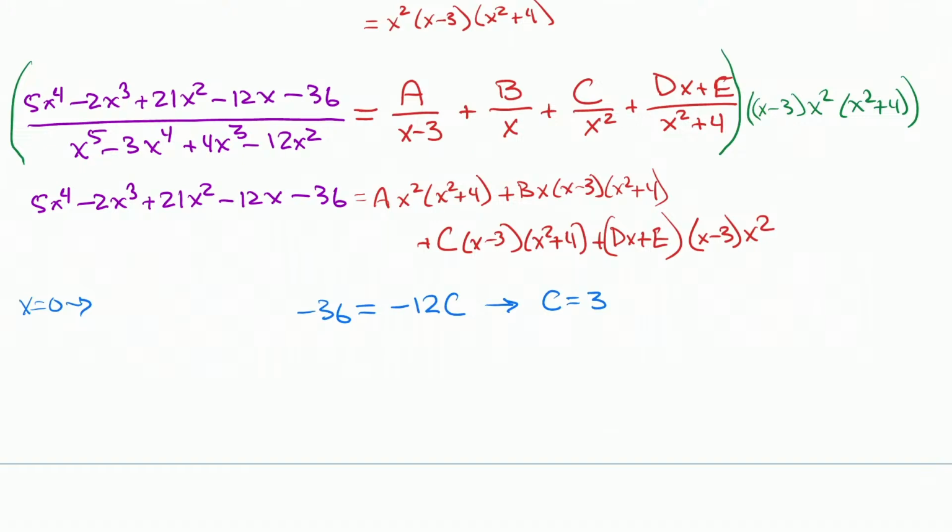I can also do the same thing for x equals 3. So if you let x equals 3, okay, I'm going to have to pull out my calculator at this point, but I will do that momentarily. First of all, let's deal with the right-hand side. If you let x equals 3, this factor is 0, this is 0, this is 0. The only thing left is the a, and the a is what, 9 times 13? Is that right?